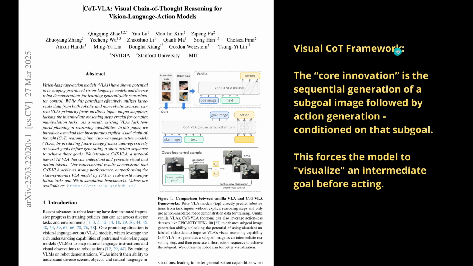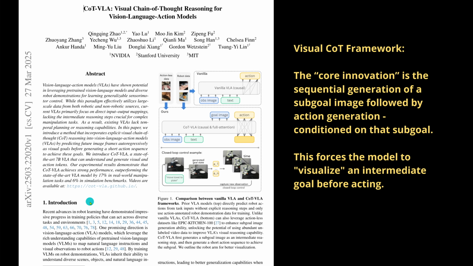And they tell us the core innovation in this paper, if you have it in just one sentence, is the sequential generation of a sub-goal image. So you really provide an image representation of how you want a process to continue, followed then by an action generation, how you control your actuators on the robot, conditioned on that particular sub-goal.